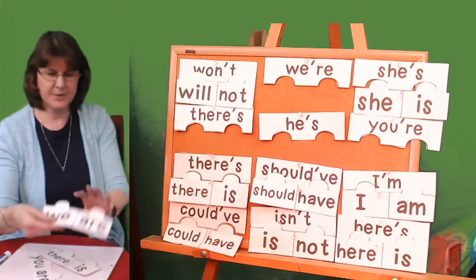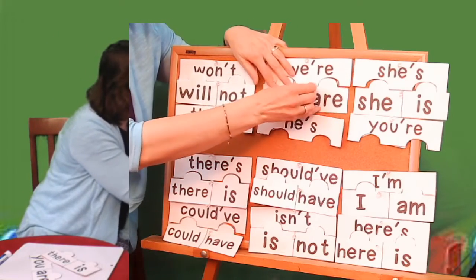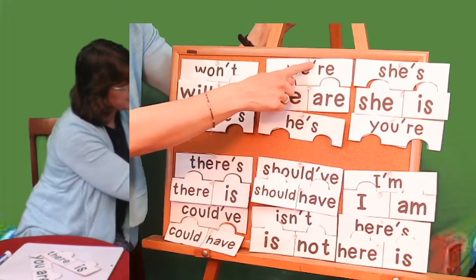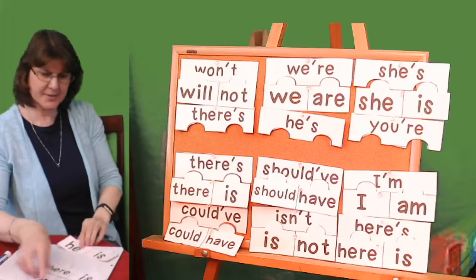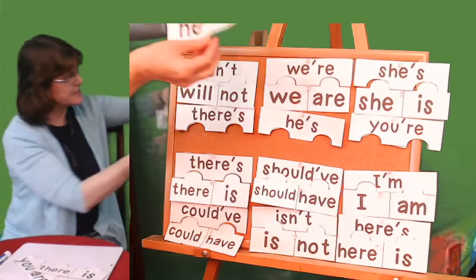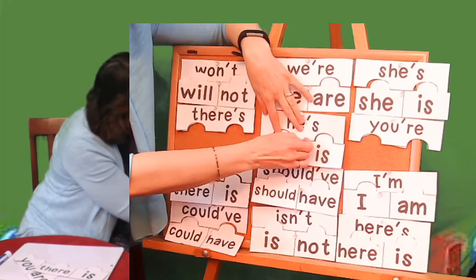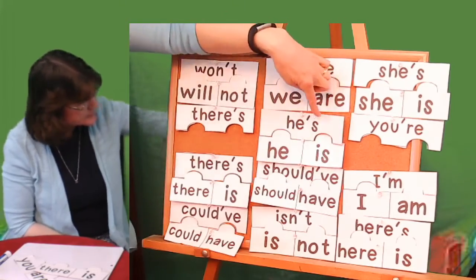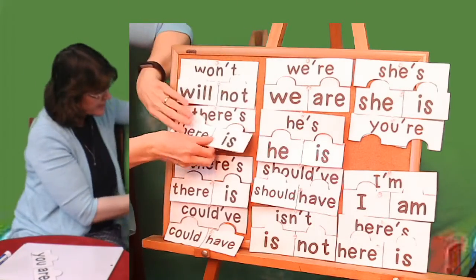Our next one, we are, forms the word we're, the contraction we're. We take out the A, and put in our apostrophe. We are becomes we're. Our next one, he is becomes he's. We take out the I, put in our apostrophe. He is becomes he's.